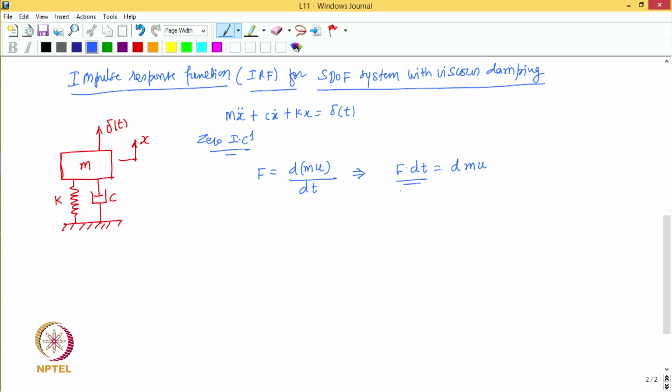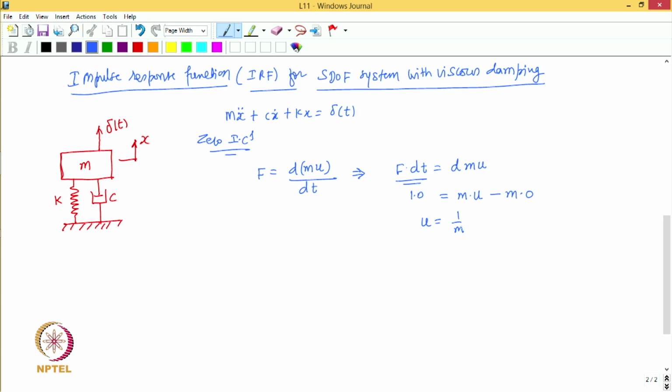Therefore, in the present case the change in momentum can be written as mass times u, if let us say u is the final velocity after the application of impulse, and if initial velocity is 0, then that is the change of momentum. And what is the strength of the impulse, that is unity. So, we can simply say unity, and therefore, this gives us u is equal to 1 by m.